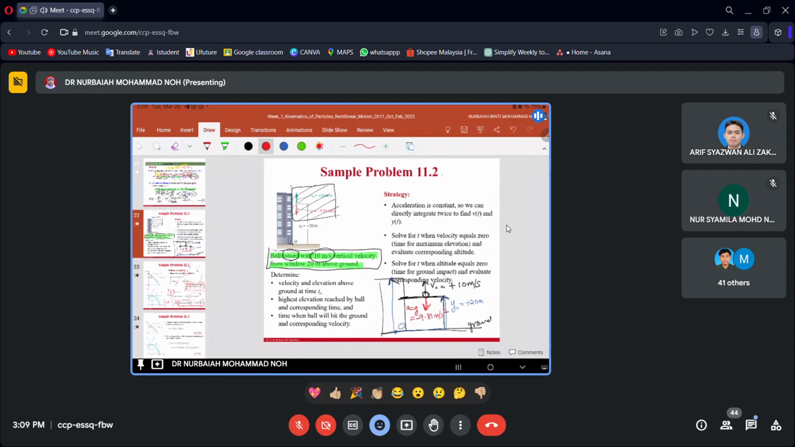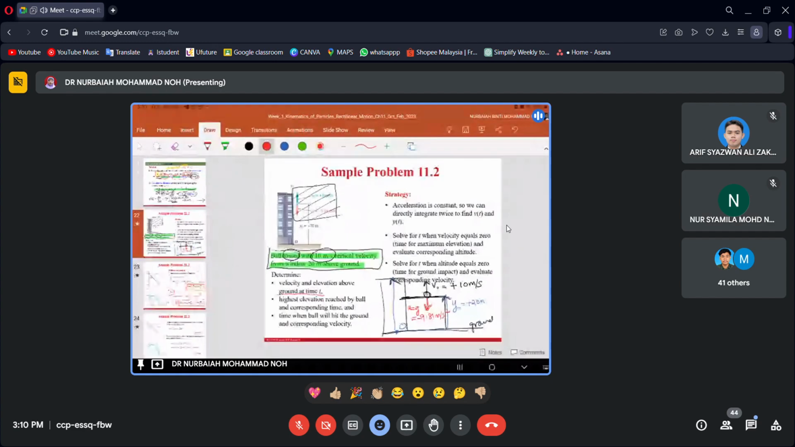Okay, so this is how you need to translate all the information into diagram. All the basic things that you know, you have to express it into diagram. Okay, so once you have this, then you can start thinking about how to solve the problem. So now let's look at the question. The first question asks you to determine the velocity and elevation above ground at time t.